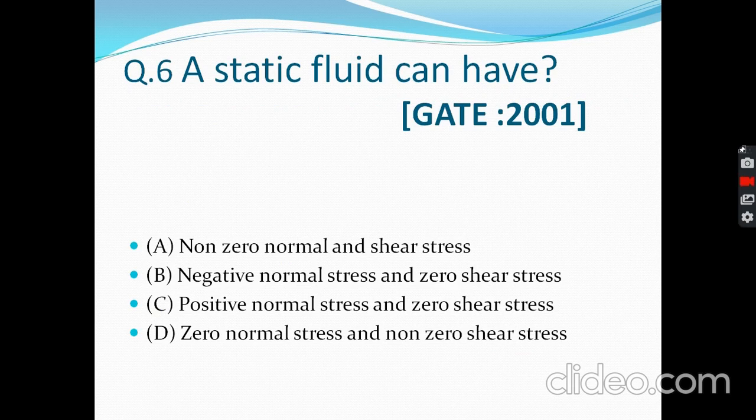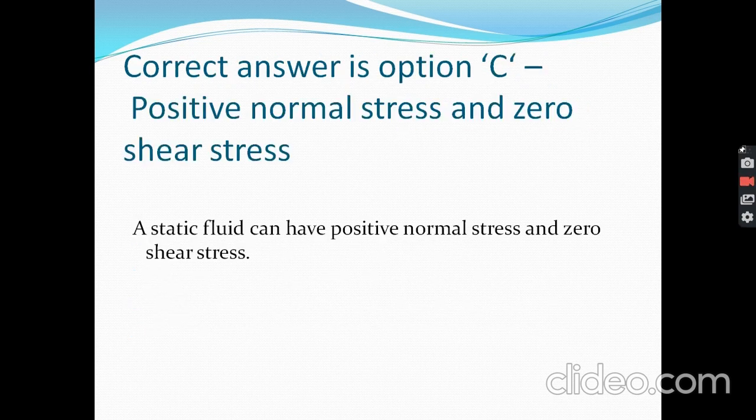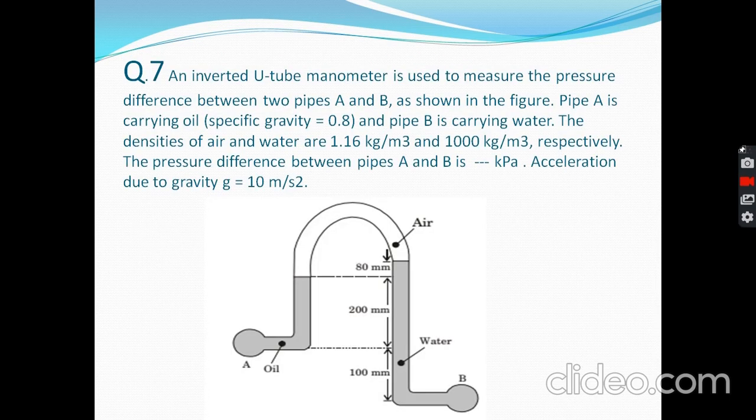Question 6. A static fluid can have: option A non-zero normal and shear stress, option B negative normal stress and zero shear stress, option C positive normal stress and zero shear stress, option D zero normal stress and non-zero shear stress. So the correct answer is option C, positive normal stress and zero shear stress, because a static fluid can have positive normal stress and zero shear stress.